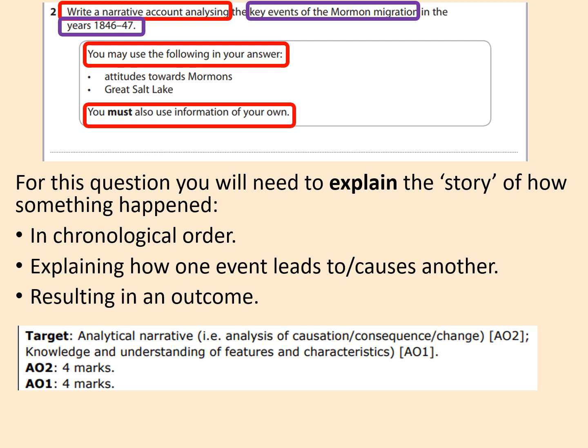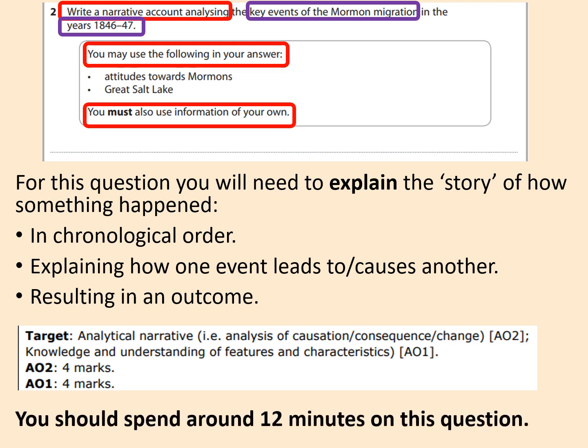Knowledge and understanding of features and characteristics, in other words, Assessment Objective 1, is also assessed. And look, you get 4 marks for each. So there should be a roughly equal weighting between the examples and your own knowledge, and also how you explain them and how you link them together. You should aim to spend about 12 minutes on this question. In a moment, we'll have a look at the rest of the mark scheme.